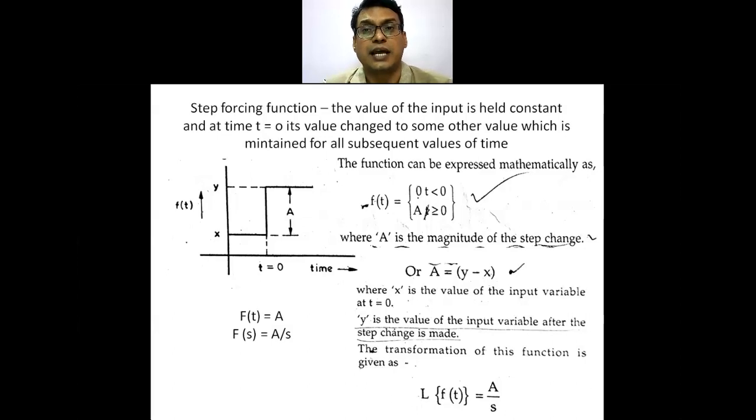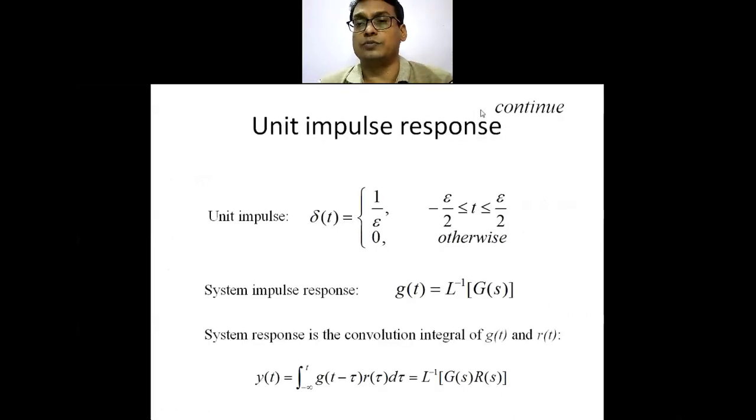That means in a step change, the value of the input is held constant, and at time t equal to 0 its value changes to some other value which is maintained for all subsequent values in time. When I put the thermometer to my body, the body temperature is fixed. That means I have provided a constant; it is held at a constant value.